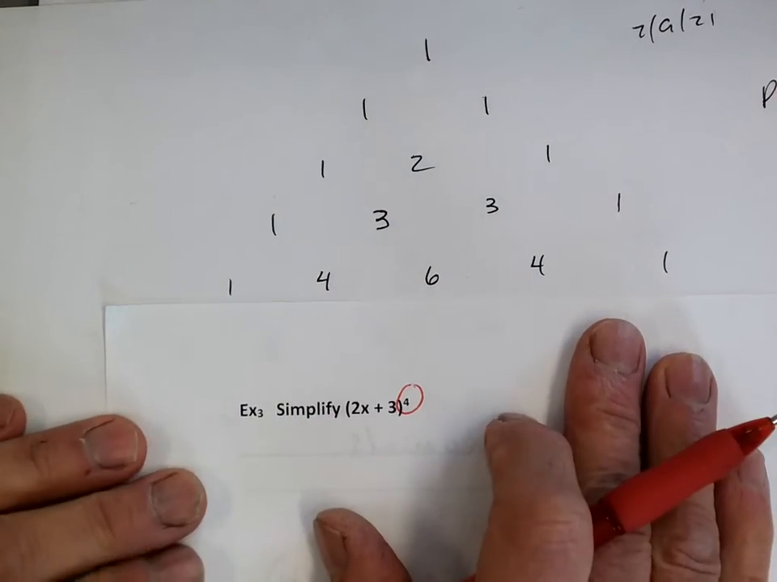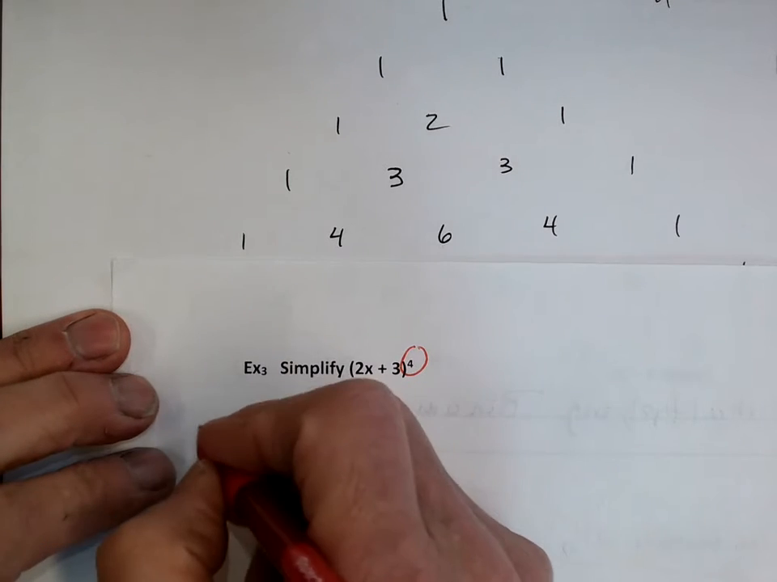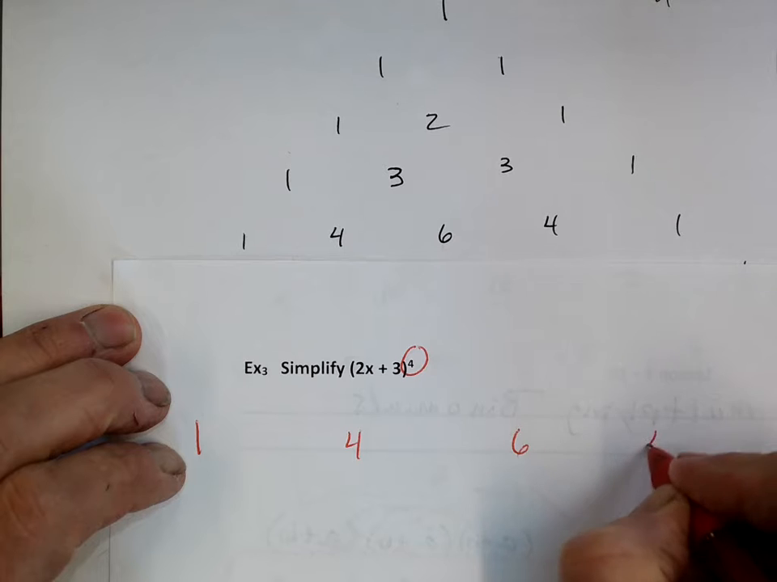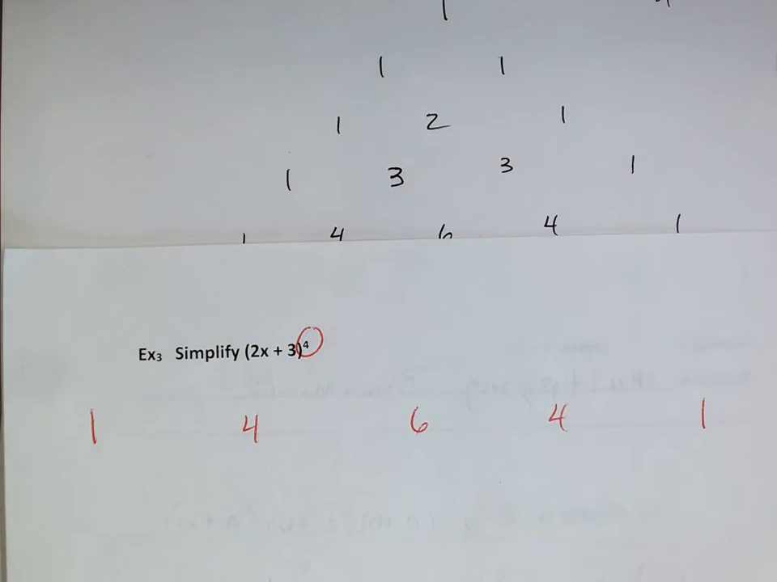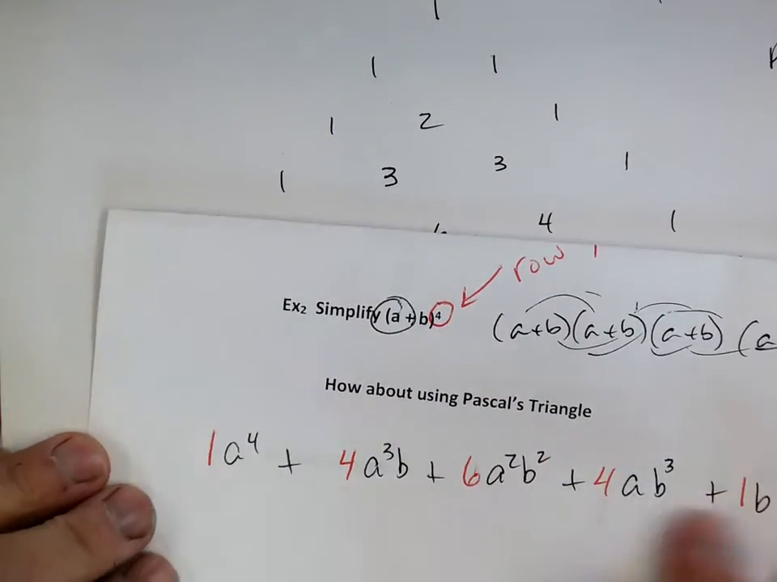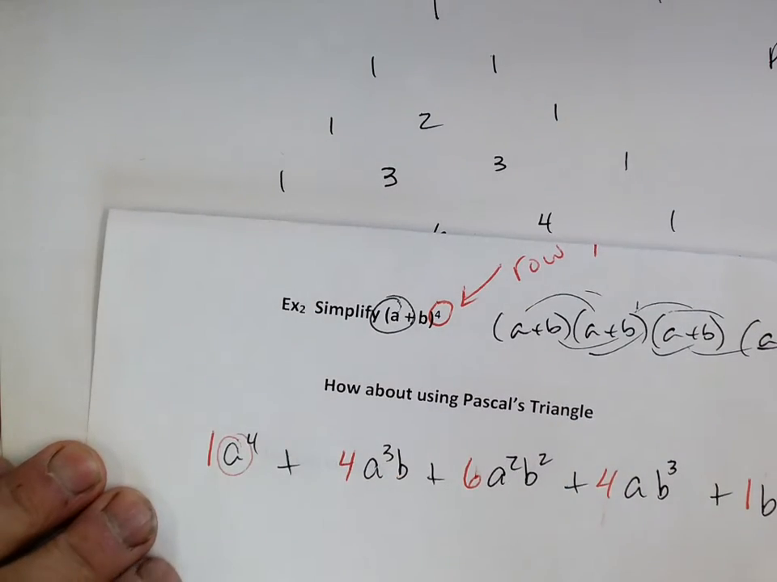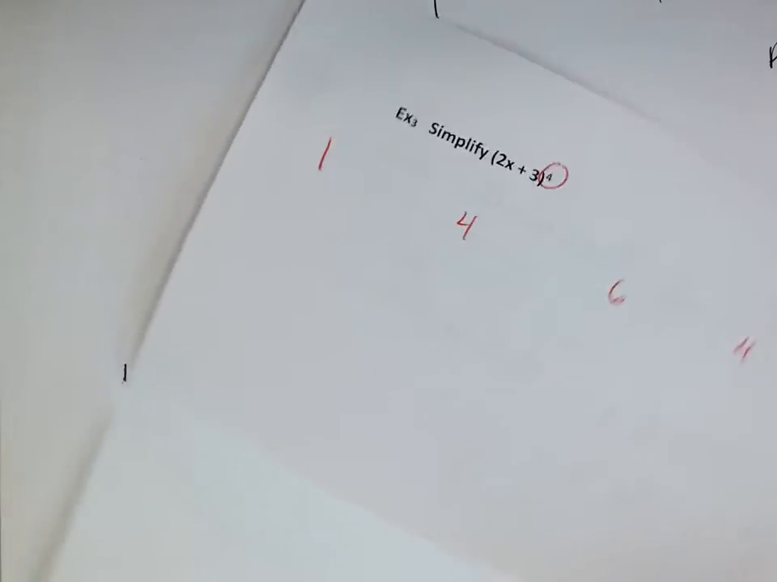So I'm going to write down my 1, my 4, 6, 4, and 1. Now, it isn't A's and B's, but I'm going to do it in terms of A's and B's first. So here's what I'm going to do. I want to use this information that I just did in terms of A's and B's. But what I'm going to do is let A be the 2x, and I'm going to let B be the 3. Okay, and I'll show you how that works.